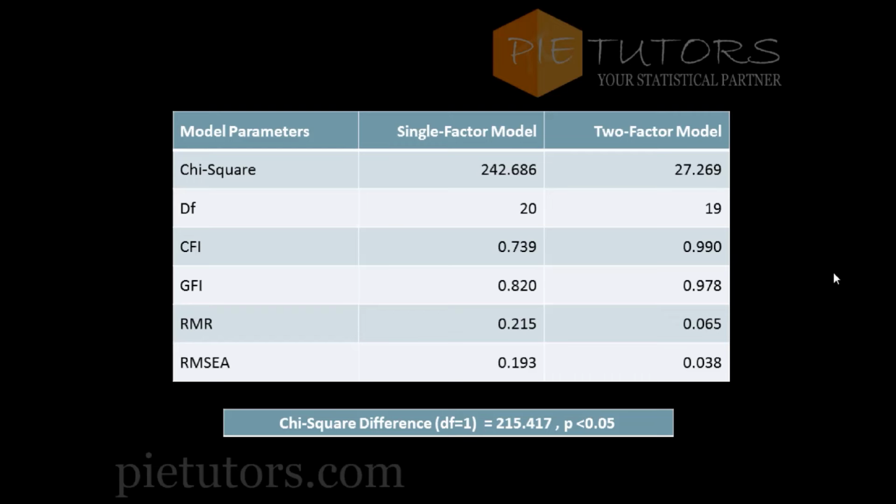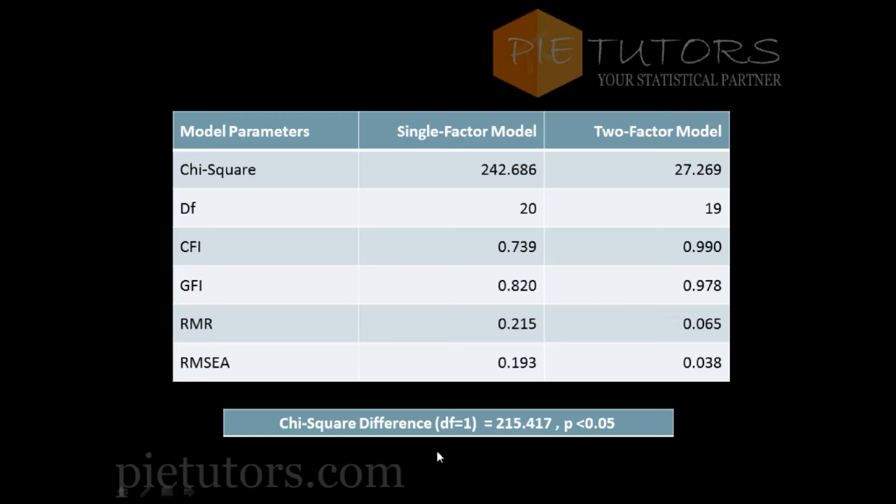Okay, so I have summarized the model fit indices and the chi-square values associated with the single factor and the two-factor model in this table. We can see that for a single factor model, the chi-square value was 242.686 compared to 27.269 for a two-factor model. So there is a drastic drop in the chi-square value when we move from a single factor model to a two-factor model. Again, the CFI value has improved, and for a two-factor model, the CFI value is 0.990, the GFI value is 0.978. So both the CFI and the GFI values are above 0.9. Similarly, we can see that the RMR value and the RMSEA value for the two-factor model are 0.065 and 0.038, which are less than the threshold value of 0.08.